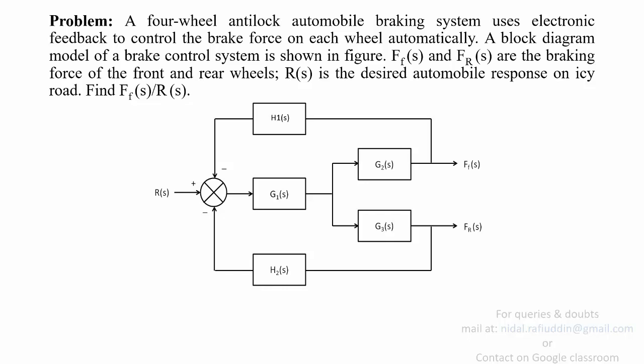In this particular case, since you have two outputs, and the question asks you to find the ratio between FF and R, you are going to forget about FR. You are not going to look for FR anymore, because the question talks only about FF as output, and thus you will be looking at this as output and this as input. So you will be trying to find the ratio between this output and this input only.